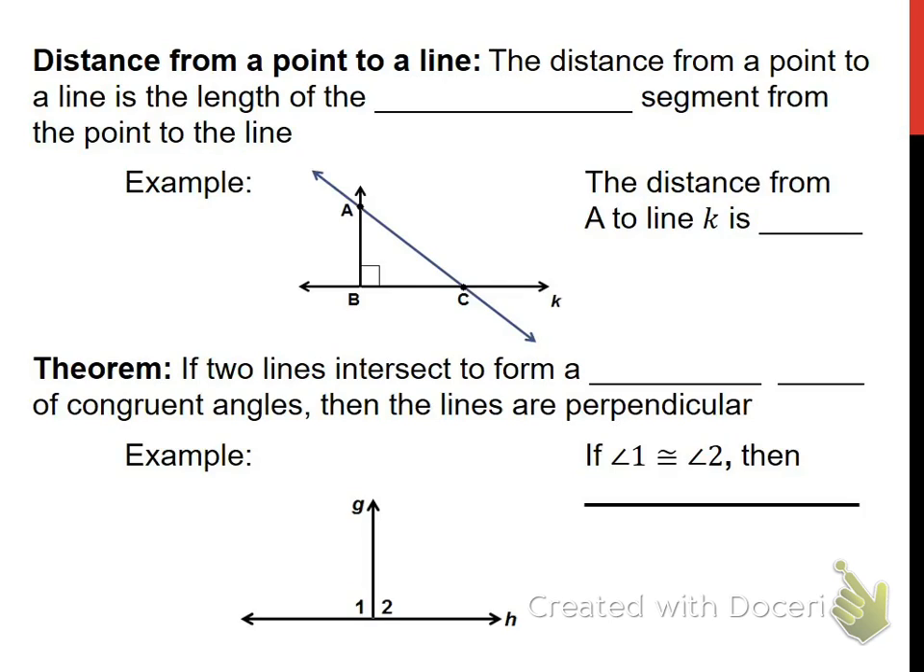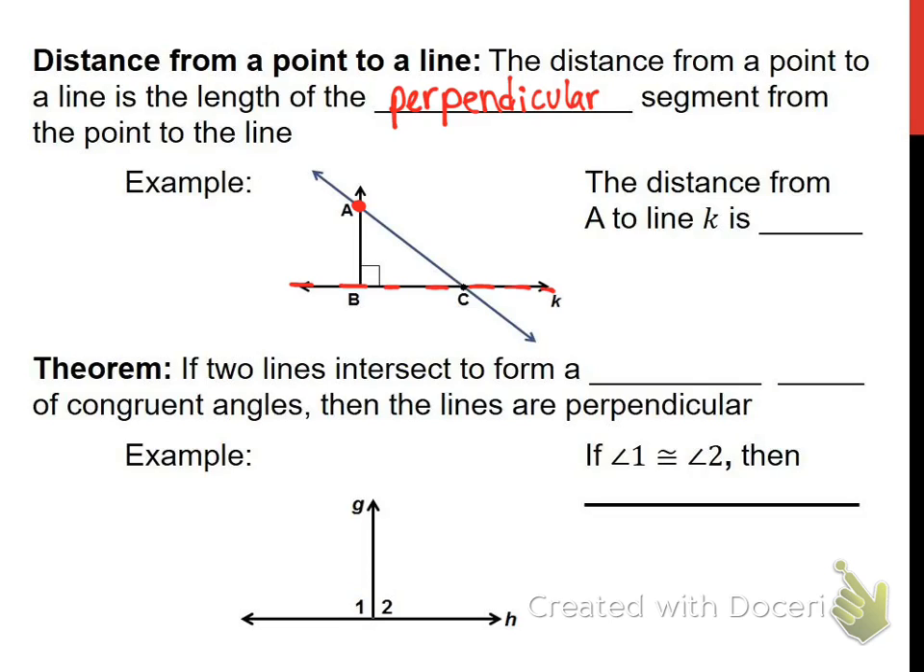All right, the distance from a point to a line is the length of the perpendicular segment from the point to the line. So you can spell it out or you can put the symbol, but it needs to be the perpendicular segment. Okay, so here we are trying to find the distance from point A to line K, which is the one that's going left to right horizontally here. This is line K.